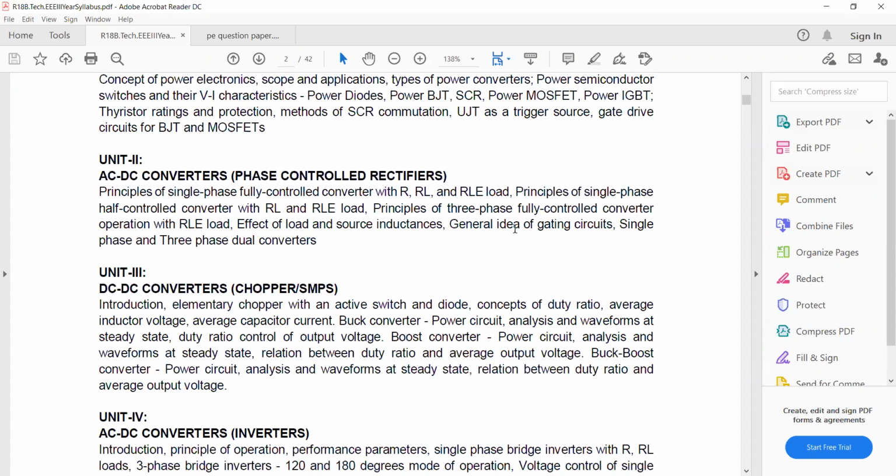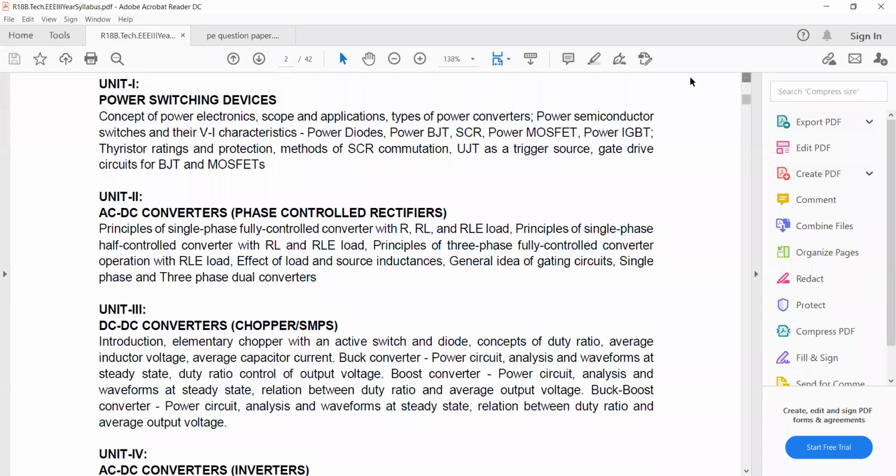Now this topic we'll see later on: generation and ideas of gating circuits, single phase and 3-phase. The 3-phase circuit I'll share in the next class, and dual converters. Now, if you see, we have gating circuits as one topic, and we have done methods of SCR commutation. We have taken class A, class B, class C. How many types have we taken? Load commutation, resonant commutation, and self commutation. This topic is very important, all of you. UJT we have taken as a trigger source. Gate drive circuits, we will do in the next class.